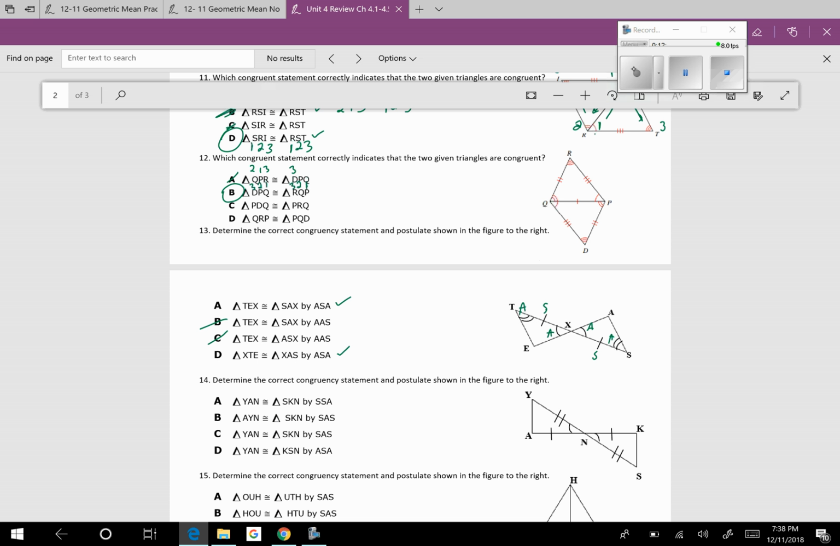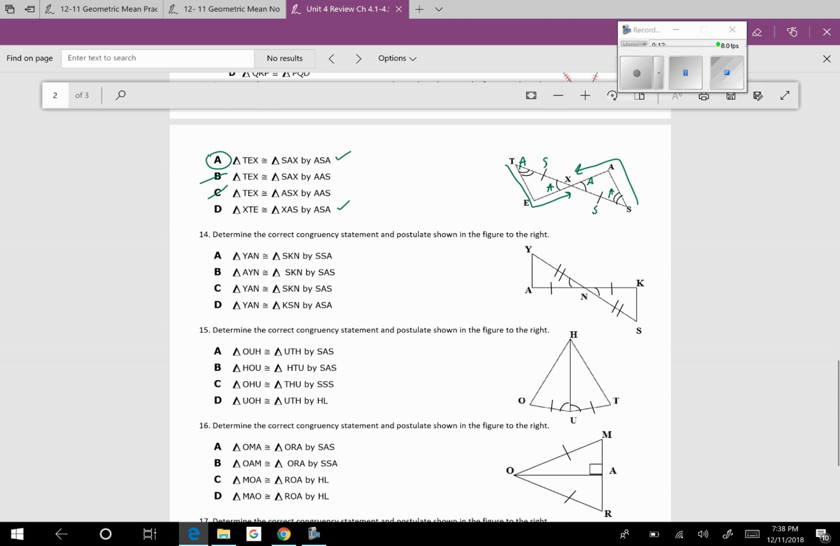So now we just have to look at the order. TEX and then SAX. So TEX and then SAX. Do they go in the same order? 2 marks to no mark to 1 mark. Okay. 2 to none to 1. Yep. They go in the same order. So TEX is congruent to SAX by angle, side, angle.